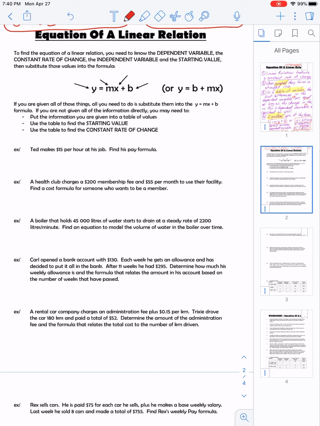Okay, so this is video 2 of lesson 4.4, equation of a linear relation. And again, we're going from words to an equation. So when you're trying to figure out what the equation is, first thing you need to know, what are the two things that we're trying to compare here? What is depending on what? So we need to know what's the dependent variable and what is the independent variable. What are the two things that are being compared?